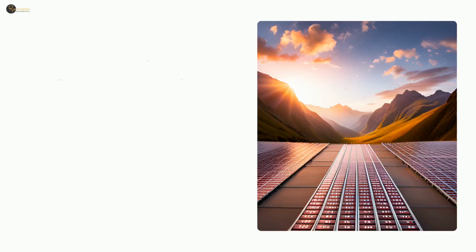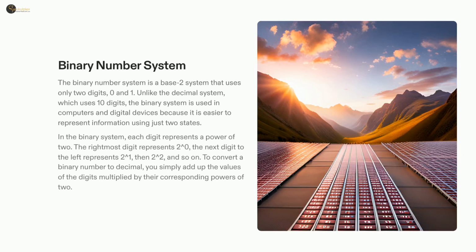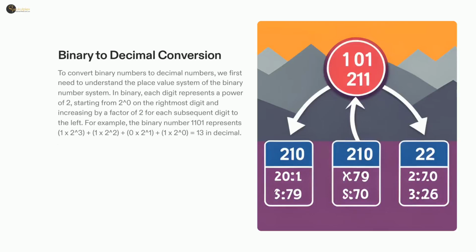Binary number system is the core of computer programming. It operates on a base-2 system, using only two digits, 0 and 1. Each digit stands for a power of 2, like 2 to the power of 0, 2 to the power of 1, 2 to the power of 2 and so on. To get the decimal value of a binary number, you just have to add up the values of the digits multiplied by their respective powers of 2. This system is preferred in computers and digital devices due to its efficacy to represent information with two states. Understanding conversions between binary numbers and decimal numbers are key concepts in computer programming and coding.